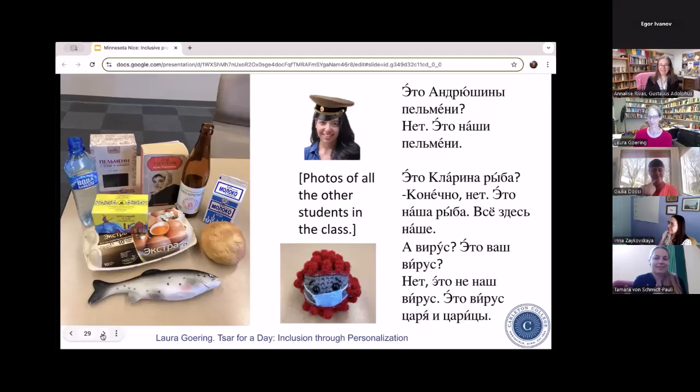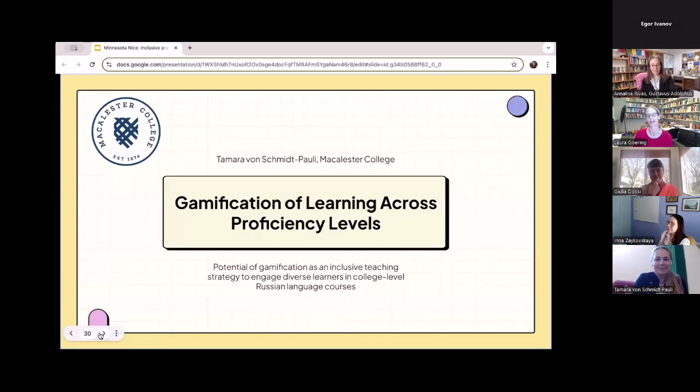So needless to say, this is not an authentic activity, but the students love it. I have never had a reluctant Tsar. They really get into the role. And as I said, this can be adapted to any grammar you want. And I hope you find it a useful addition to your inclusivity toolbox. And with that, I'm going to pass it along to my colleague, Tamara Schmidt-Pauli of Macalester College.